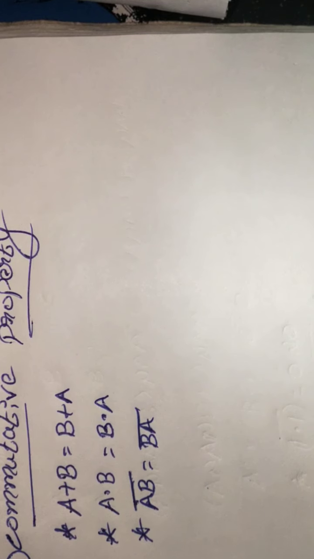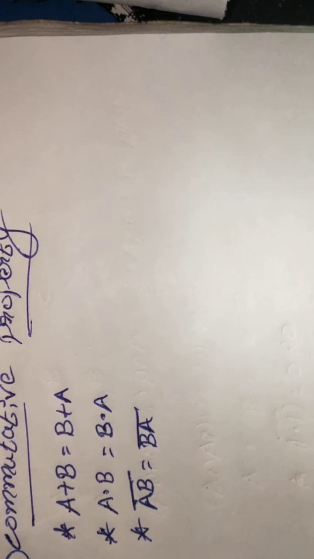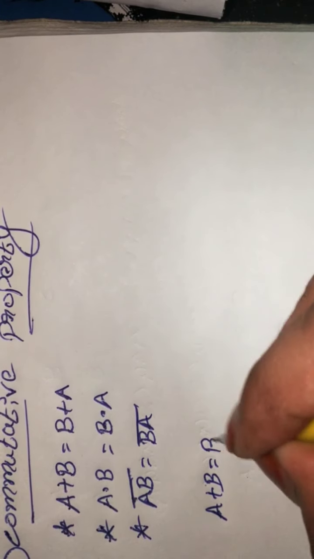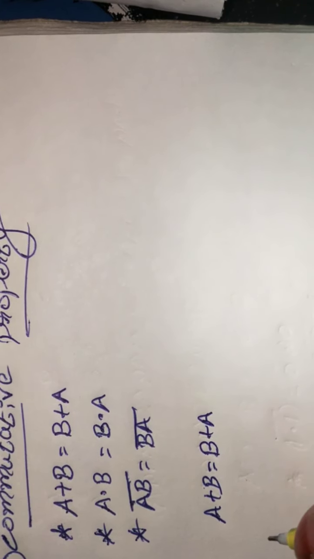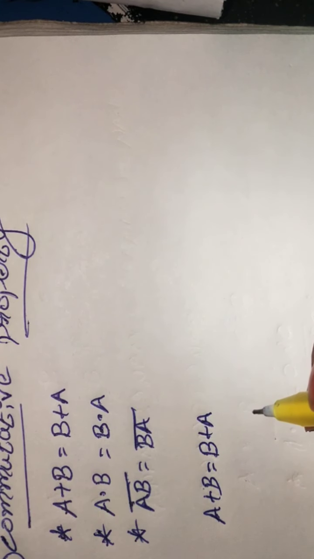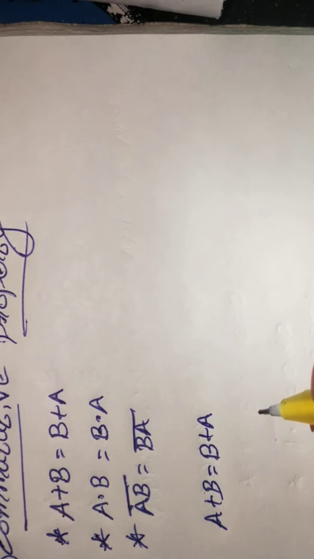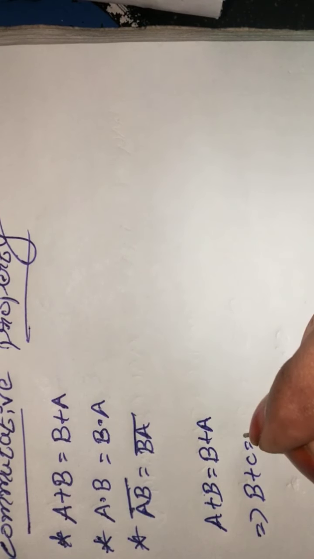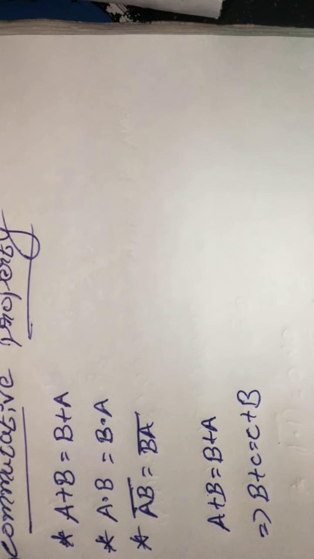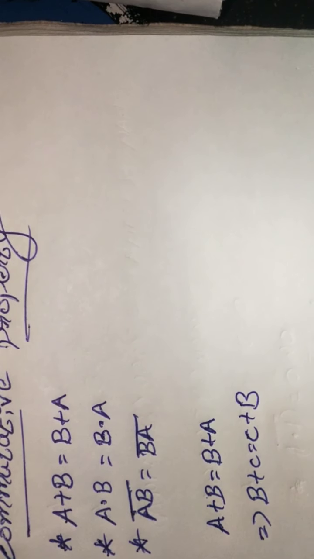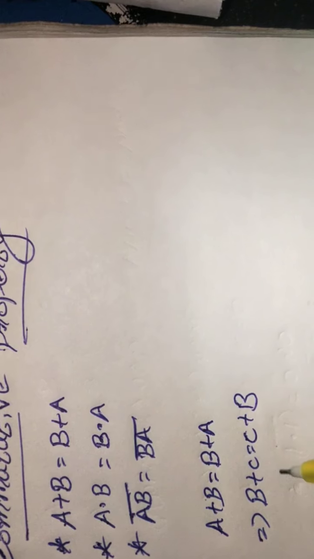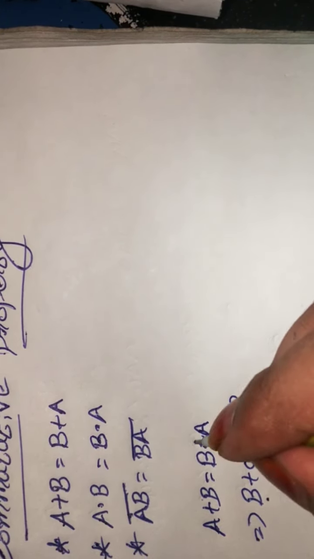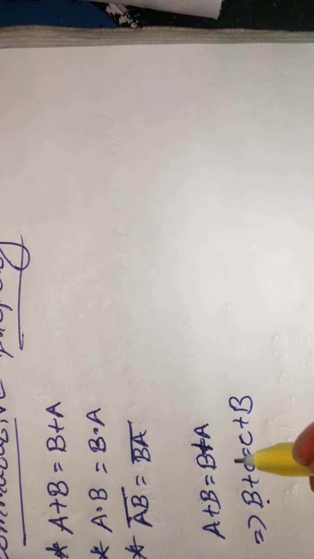In the above three expressions, we can write A plus B equal to B plus A. Not only A and B, we can also write B plus C equal to C plus B. Any variables we can interchange in addition. Here we used addition.